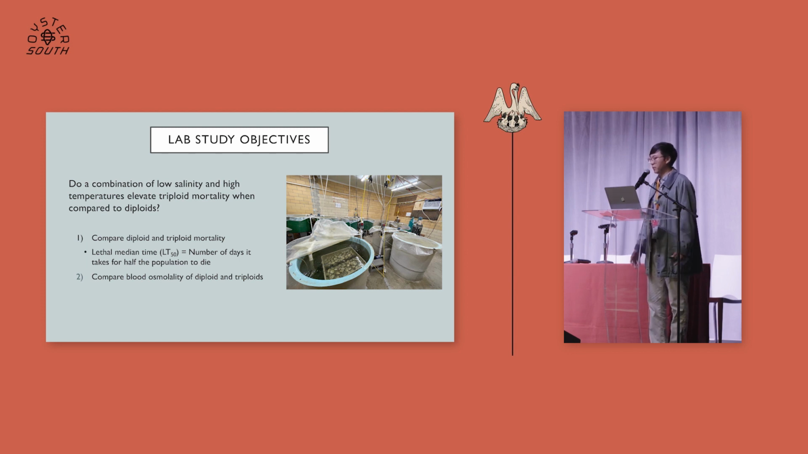So therefore, we wanted to compare diploid and triploid mortality in low salinity and high temperature conditions in a controlled laboratory study where we can isolate just these 2 factors as direct contributors to the triploid mortality that we see in the field. So throughout this lab study, we'll be tracking mortality daily, and one metric to examine the rate of mortality is called lethal median time, also known as LT50. So this is just the number of days that it takes for half of the population to die.